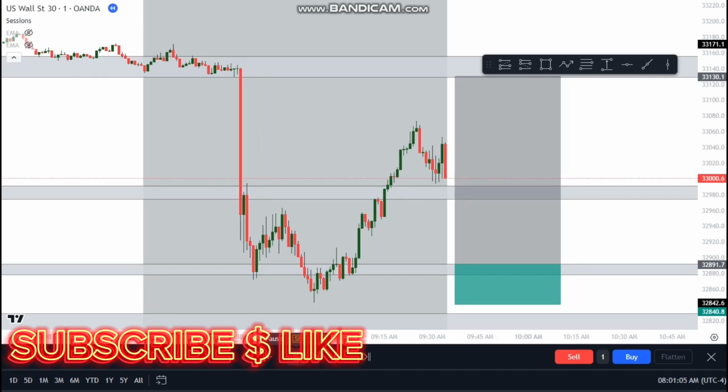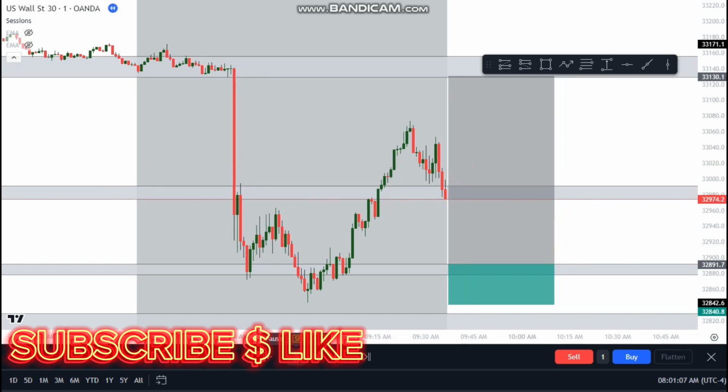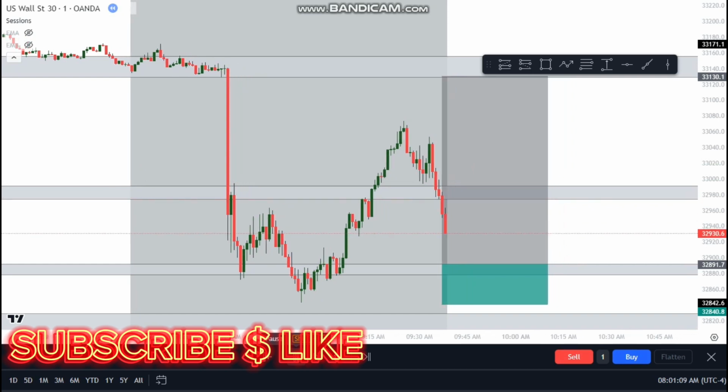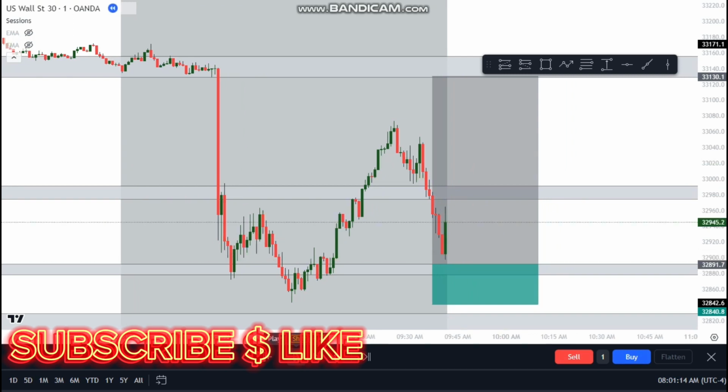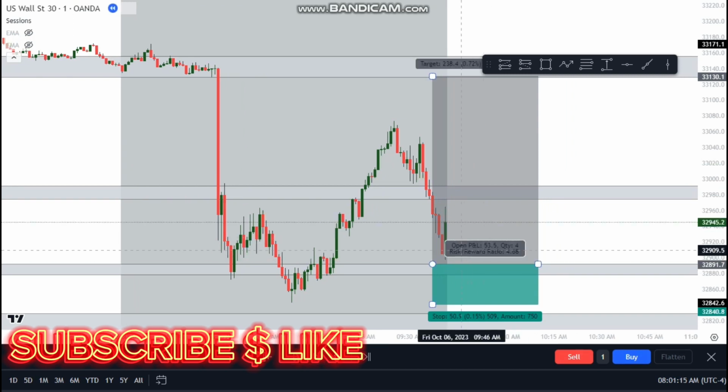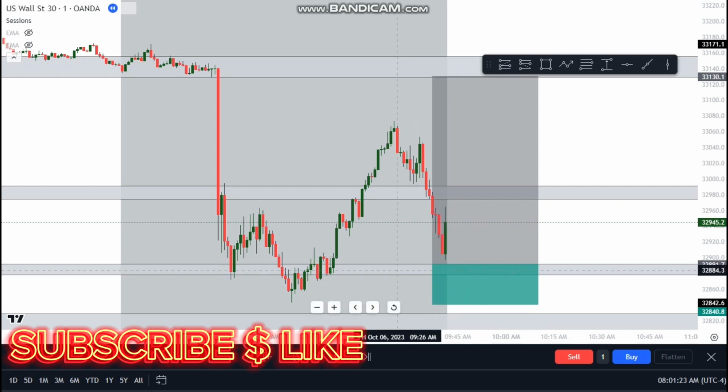Okay, it's getting close. So at this point, I waited for this market to trade below, because it was at the 32,900 level. This is what I waited for here. This zone here was around this area.